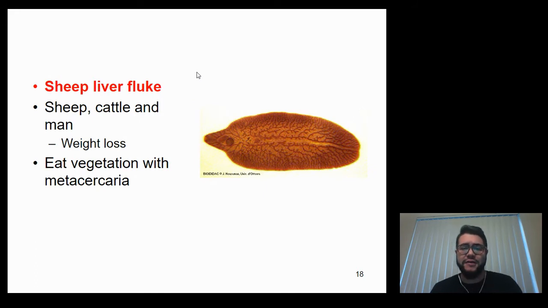Here is the sheep liver fluke, found in sheep and cattle. Its main symptoms, if you have it, are extreme weight loss and then vomiting, diarrhea.